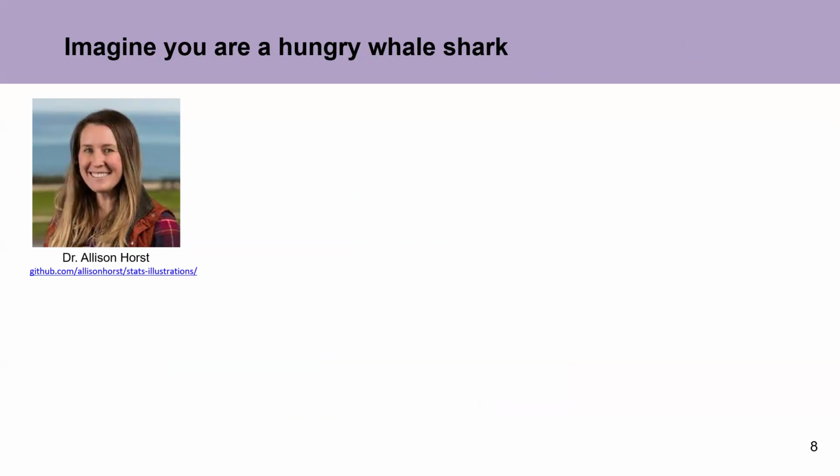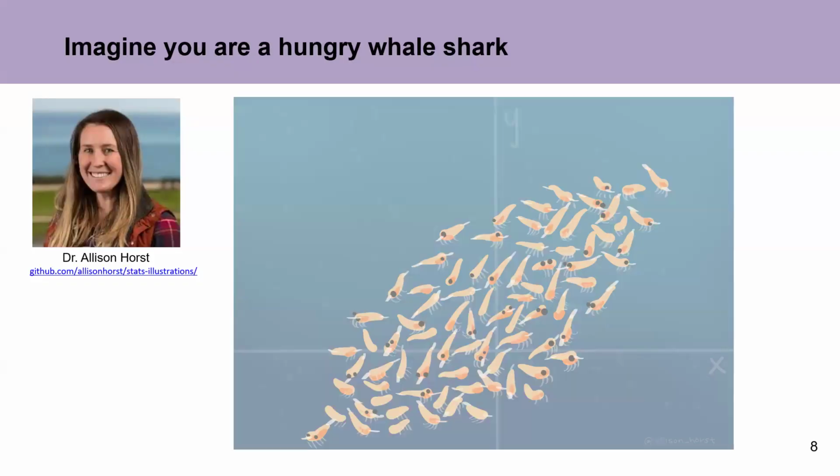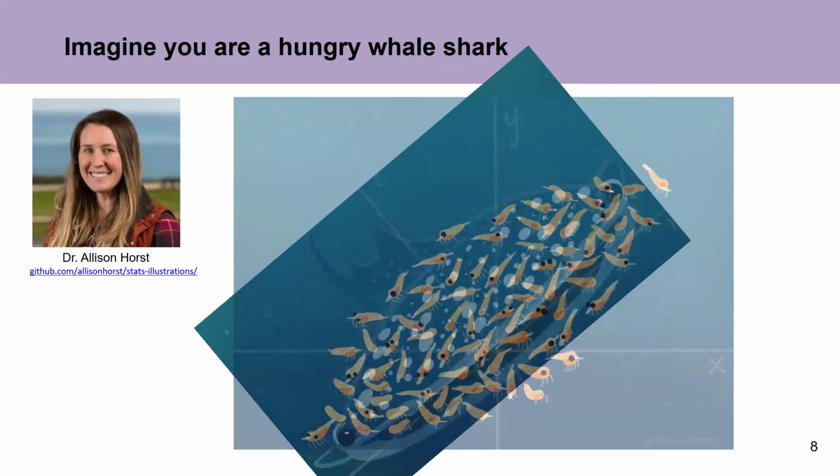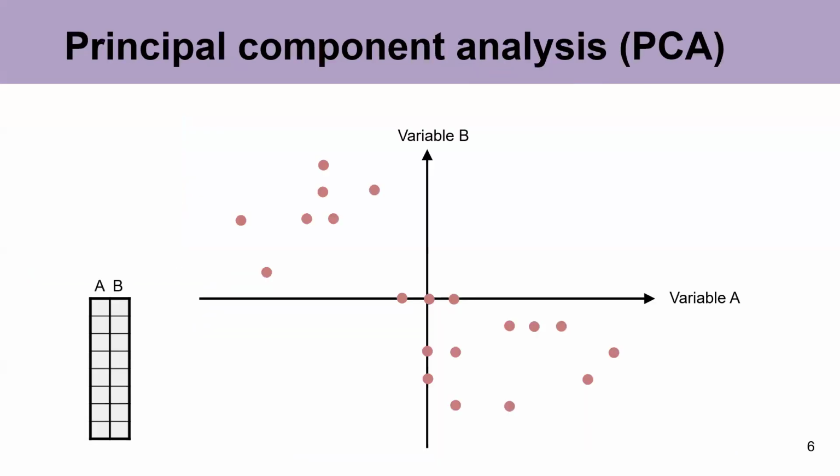And there's a really nice analogy by Dr. Alison Horst that creates this figure. So you're in the ocean and imagine you're a hungry whale shark. You're trying to swim through this crowd of shrimps and trying to get as much as possible in one go, right? So you're a whale shark. And so you're trying to align your mouth to capture as much as possible in one go. That's what we're doing for PCA, right?